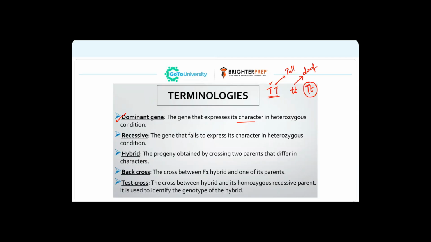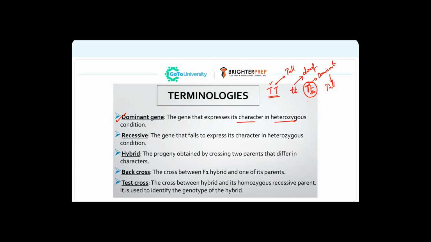Now, in case of heterozygous condition, if one particular gene is having the capital T allele, then that is dominant. So capital T is the dominant one, and that means the character will be tall. Whereas small t is recessive here, it will not be expressing. Instead of small t, the capital T allele will be expressing there. As a result, the gene that expresses its character in heterozygous condition is the dominant gene.